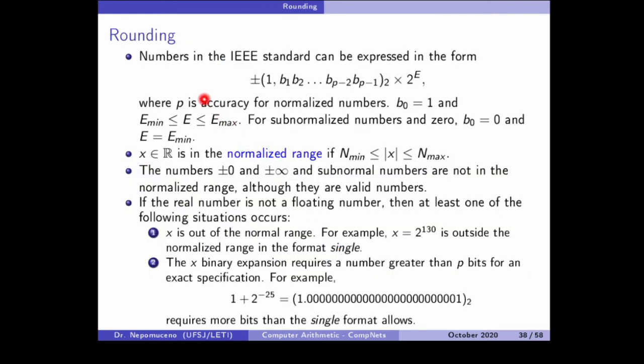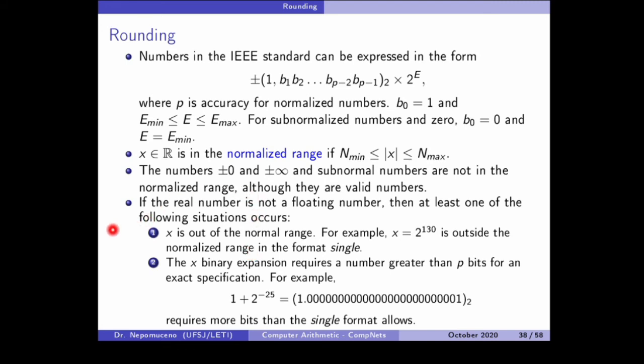Now you are going to have a look at rounding. Numbers in IEEE standard can be expressed in the form like that, where P is accuracy for normalized numbers, P0 equals 1. So the exponent goes from E minimum to E maximum. For subnormalized numbers, you have like that. So x belongs to R is the normalized range. The number 0 and the infinity and subnormal numbers are not in the normalized range, although they are valid numbers.